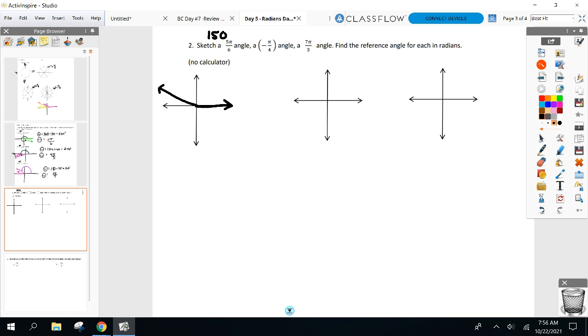And some of you guys are just forgetting your rotational arrows on your pop quizzes. Make sure you got your rotational arrow in every time. And then there is a second part to every question here, which is find the reference angle in radians.